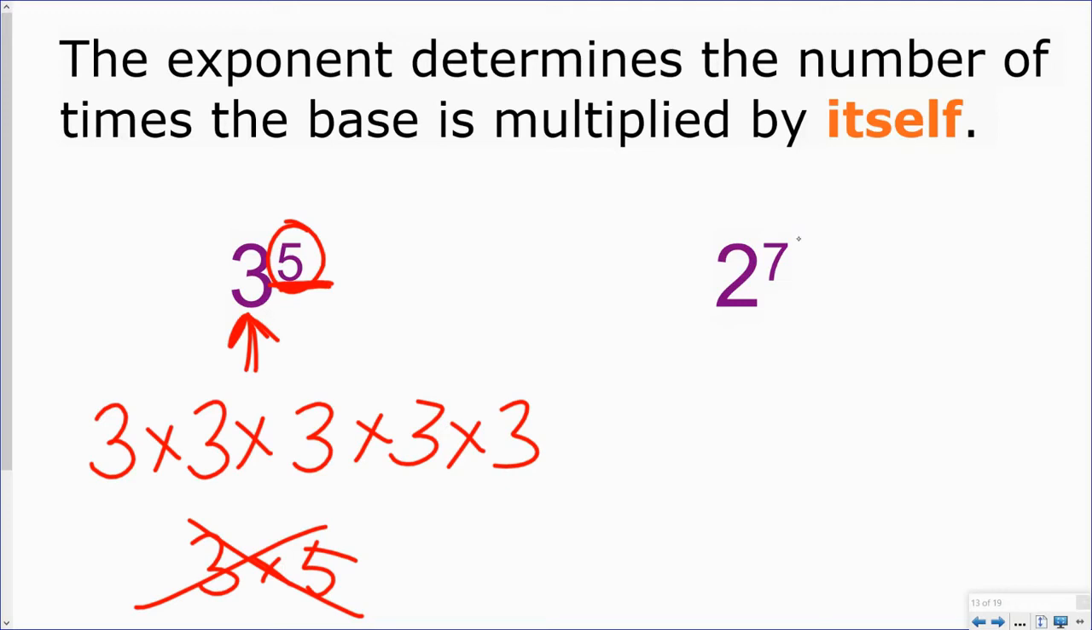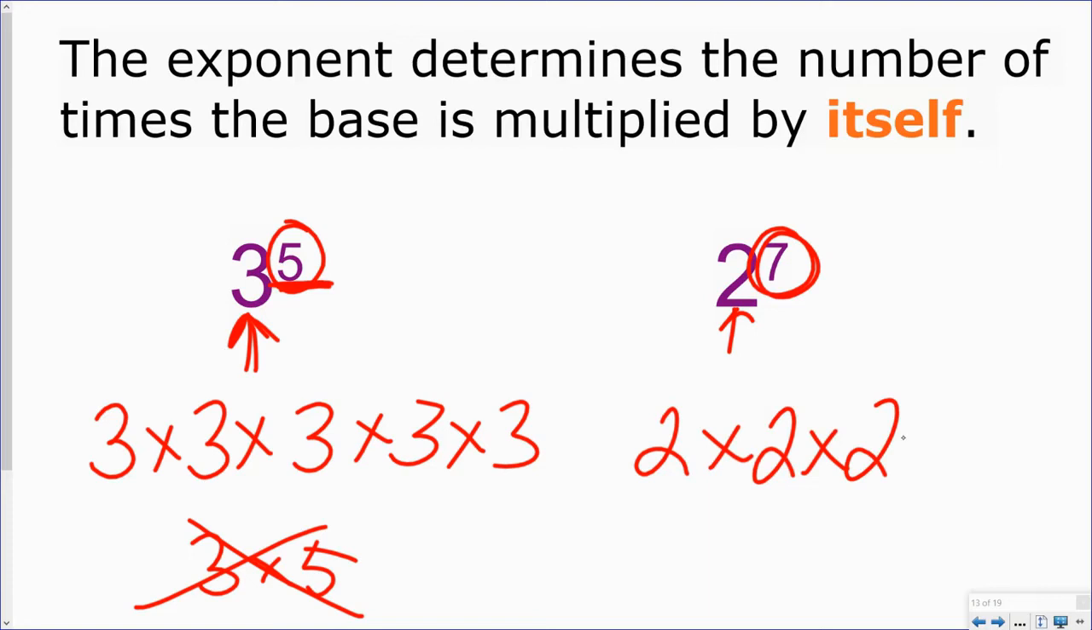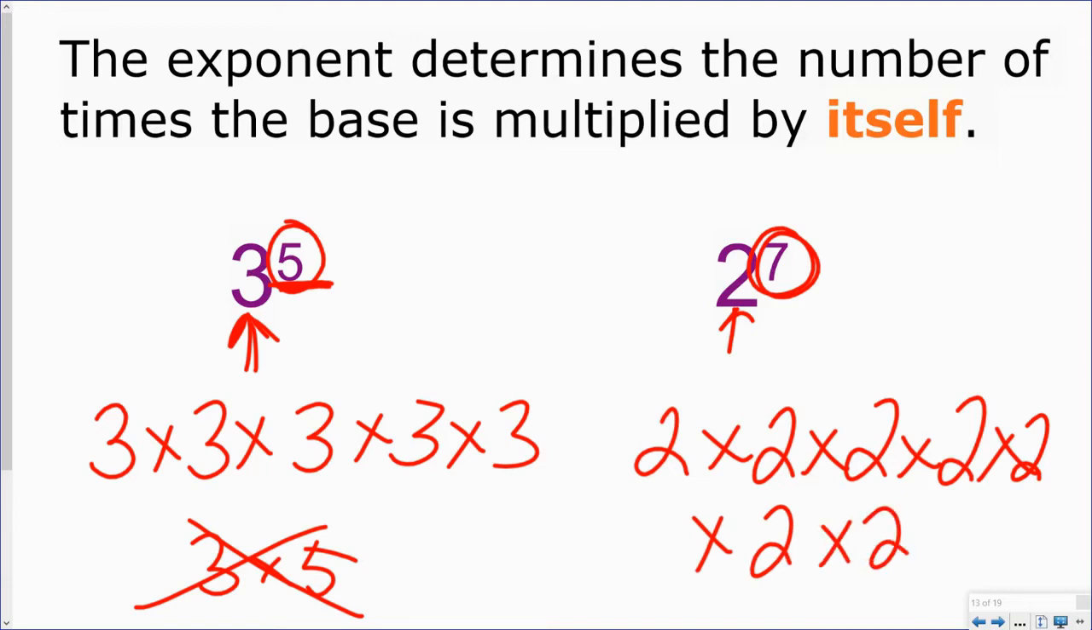And in this case, we have an exponent of 7. And so I'm going to multiply this base of 2 times itself 7 times. So we would have 2 times 2 times 2 times 2 times 2 times 2 times 2. Again, it is not 2 times 7. That is not what that means. It means 2 multiplied by itself 7 times.